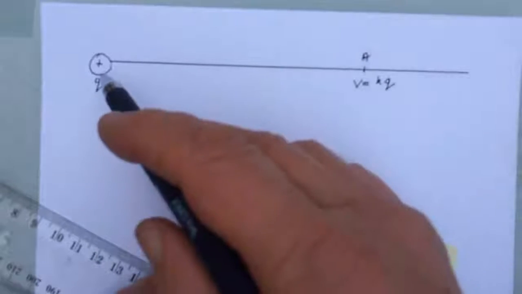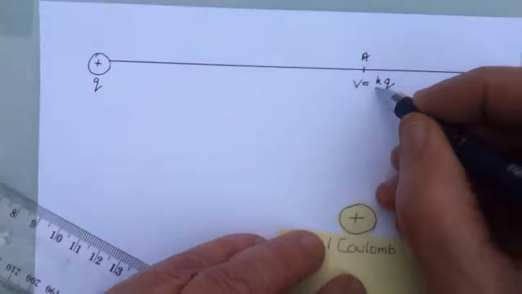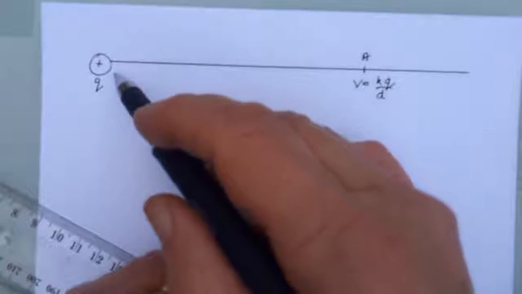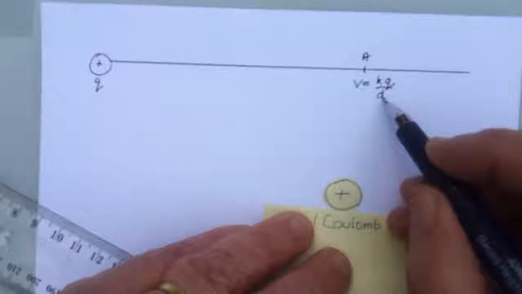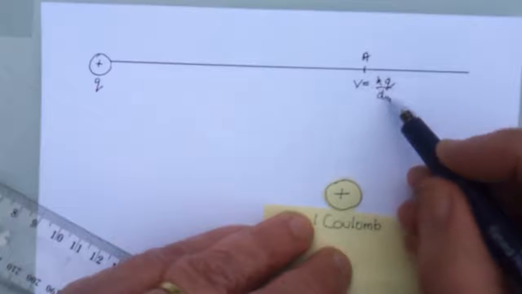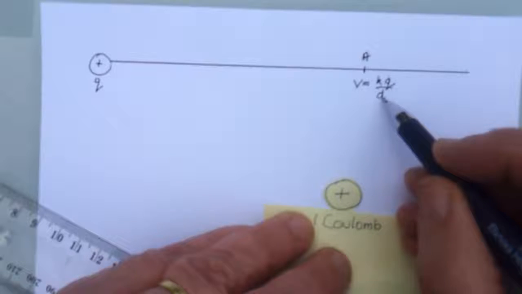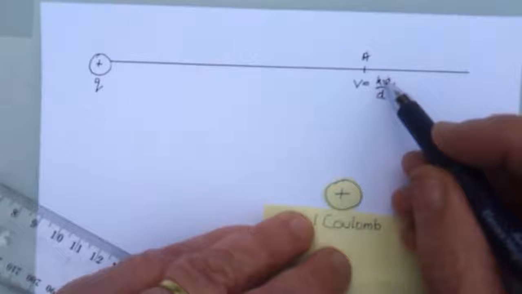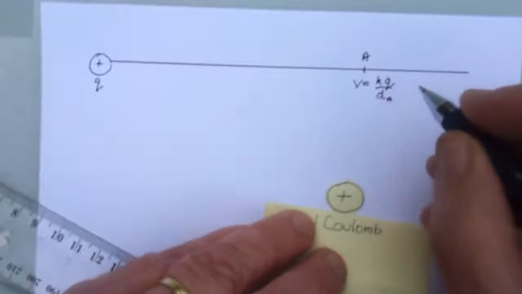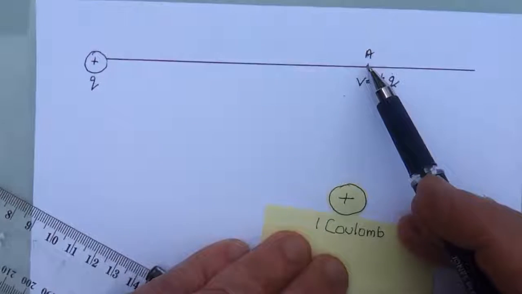Now the Q is this charge here that I'm pushing this coulomb against, and D is the distance from here to here. Now the smaller this distance is, the bigger this number here will be. In other words, the greater the potential. The smaller the distance, the greater the potential. I'm just going to call this DA. Okay, so DA is the distance from here to this point here.